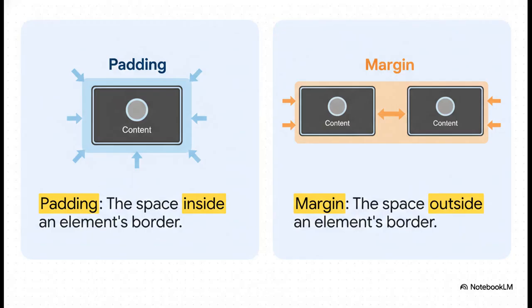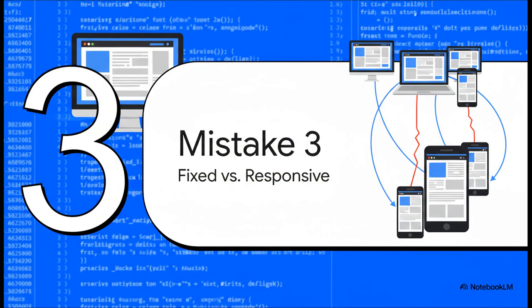So let's just nail this down. If you want more breathing room for your text inside its box, you're going to use padding. If you want to push 2 different boxes away from each other, that's a job for margin. Just remembering that one simple thing, inside versus outside, is going to solve, I promise you, so many of your layout problems. Okay, mistake number 3.